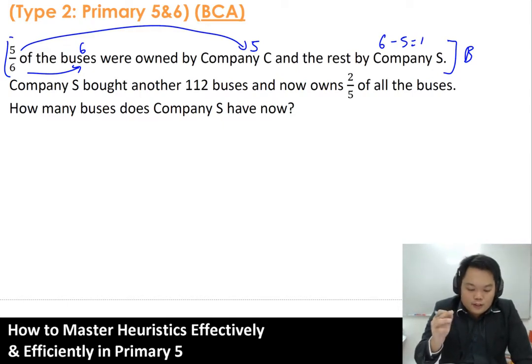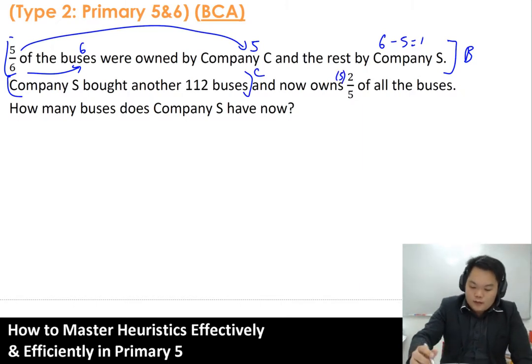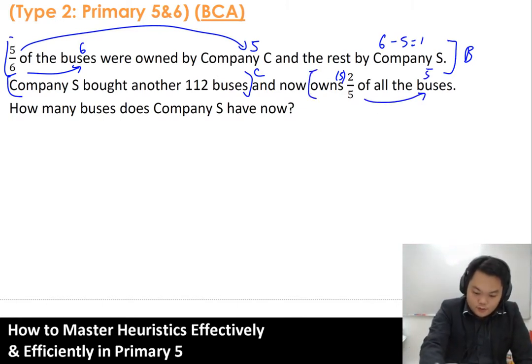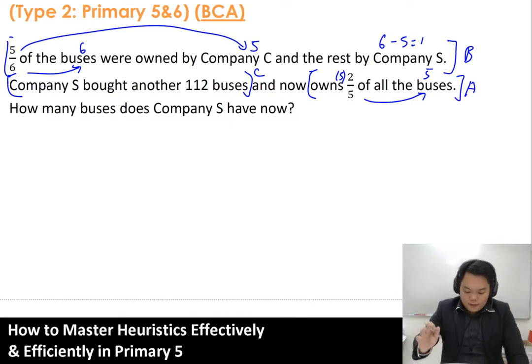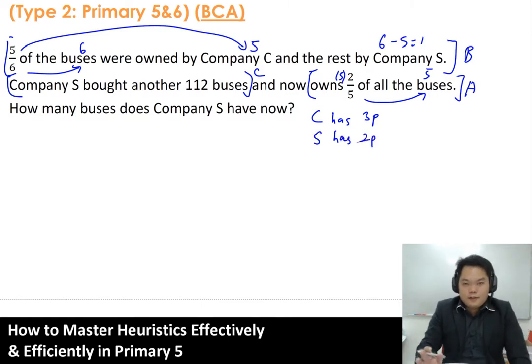Company S bought another 112 buses, this is the change, and now owns 2 out of a total of 5 of all the buses. This is your after. Okay, the key thing here is that to interpret this part, company C has 3 parts, while company S has 2 parts. Okay?